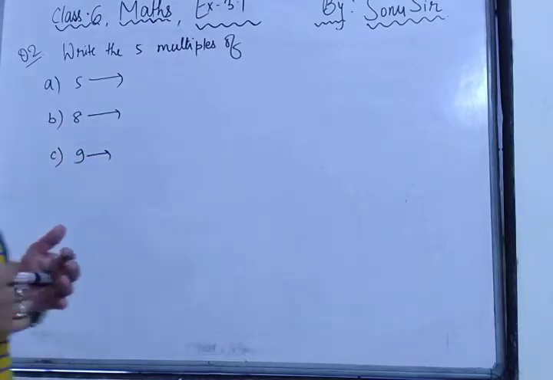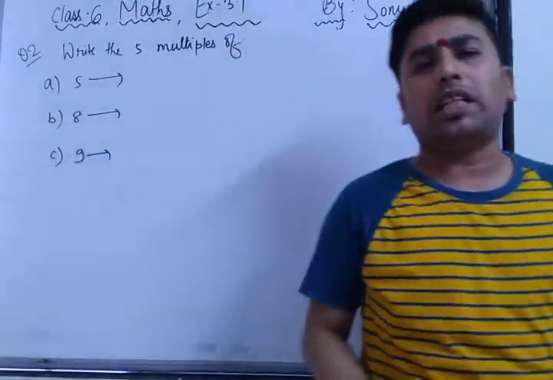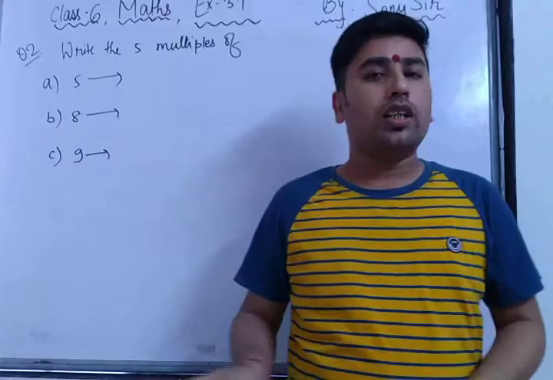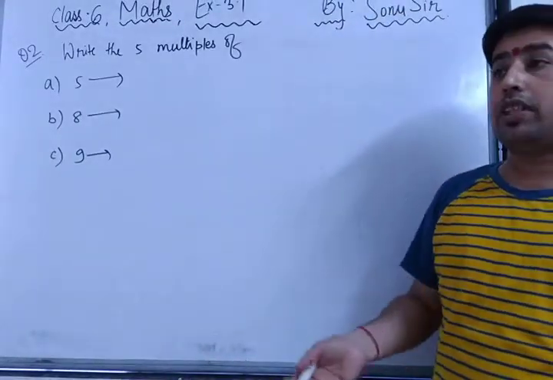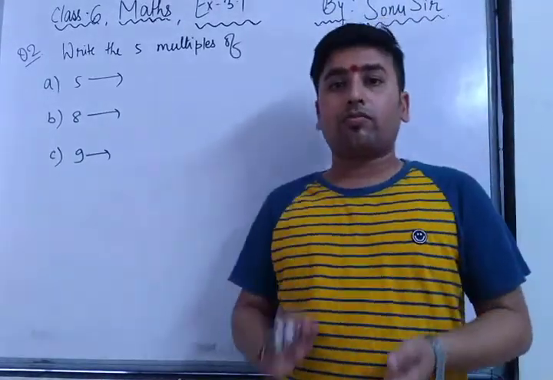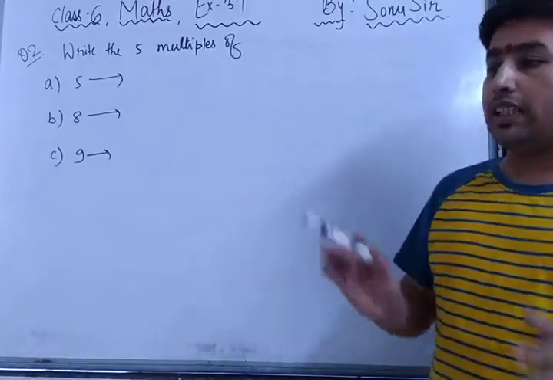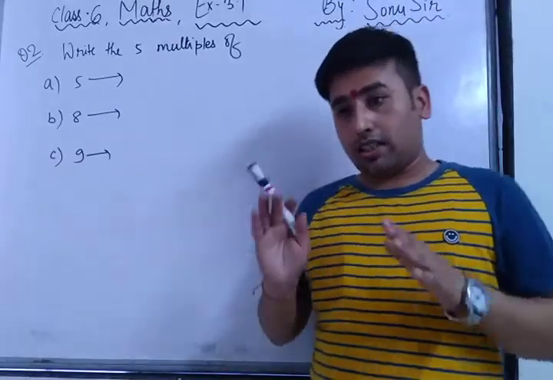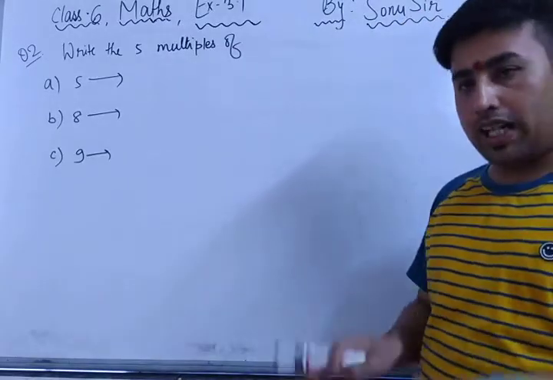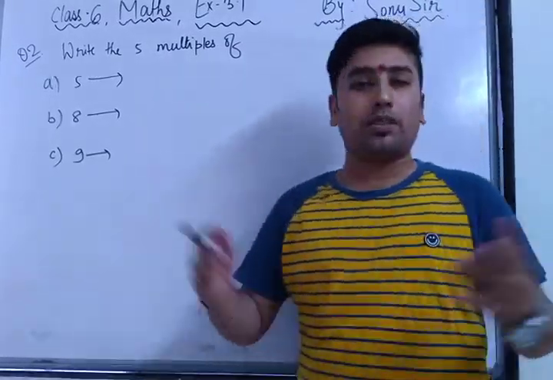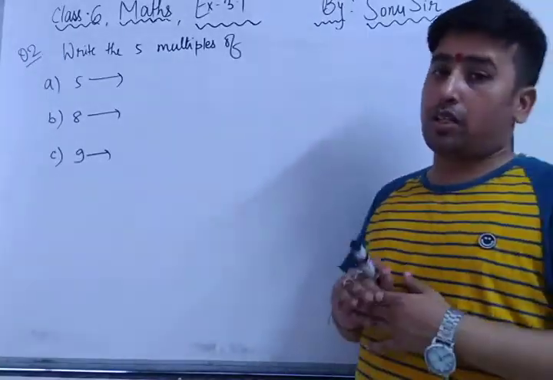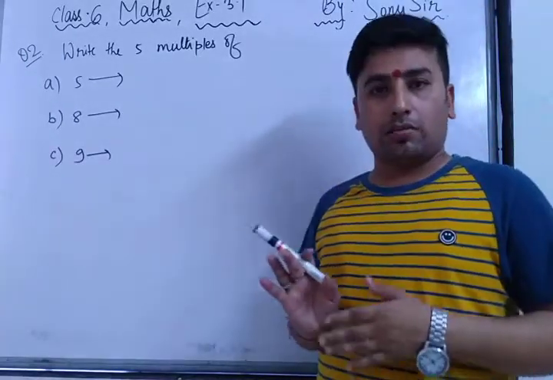What do you understand by multiples? Multiples means multiplying by 1, 2, 3, 4, 5, 6, 7, 8 till infinity. So the multiples are infinite, but the factors are finite, because we know only these numbers are divisible by that number. But multiples are indefinite. We don't know how many multiples there are of any number.